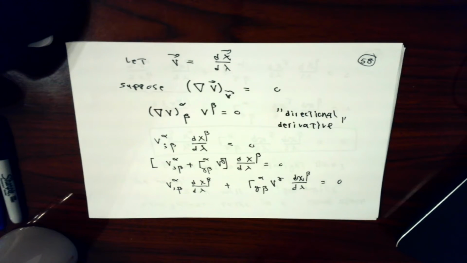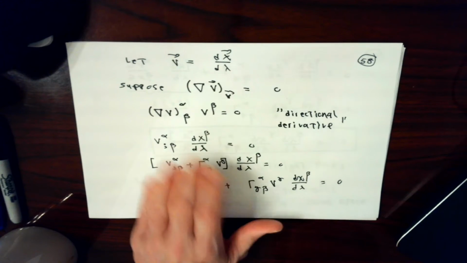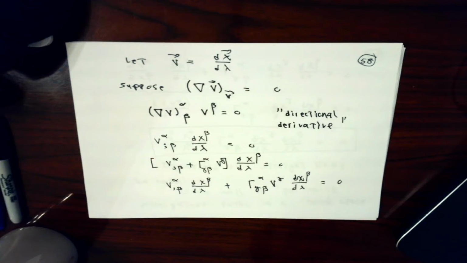For generality, I'll just use some general parameter. Maybe it's time, maybe it's proper time. In the end, it isn't going to matter. Suppose that the directional derivative of vector v in the direction of v never changes. We figured out the formula that has to be true. This must be so. This is basically the chain rule once again, and the directional derivative formula.